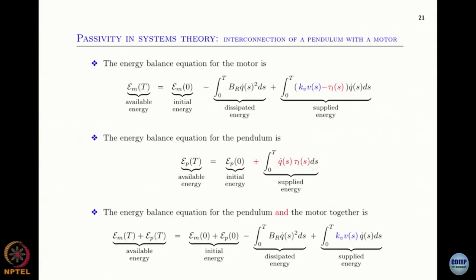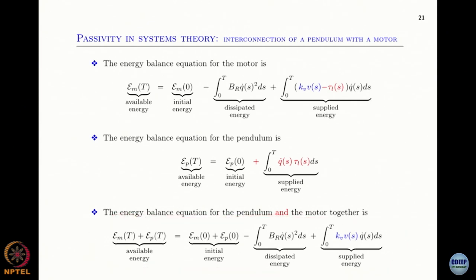Now, the nice thing about this is that the whole system, interconnected, will also have some energy. This energy will be basically just the sum of this plus that. So now we have the sum of the energy in the motor plus the energy in the pendulum, and that will be the energy of the whole thing. And if the pendulum didn't have friction, it doesn't matter, because this guy will just contribute there, and the energy balance equation for the closed loop system, for the interconnected system, will look like this.